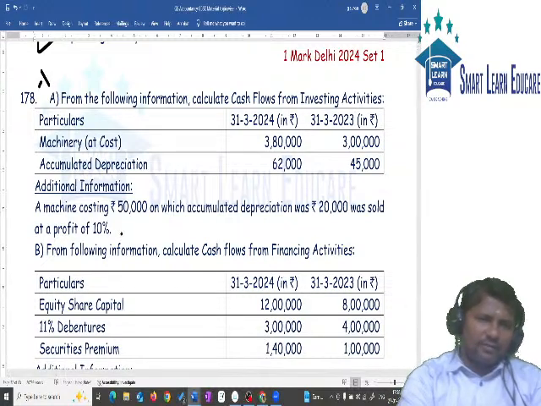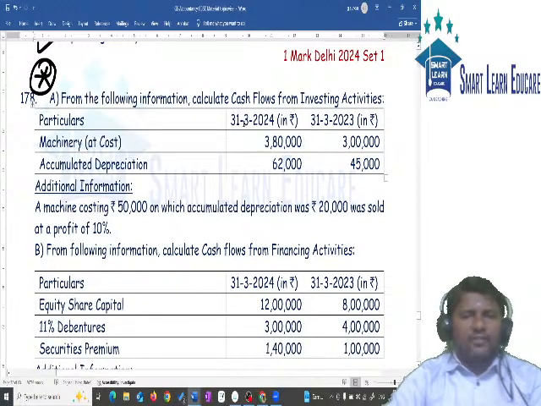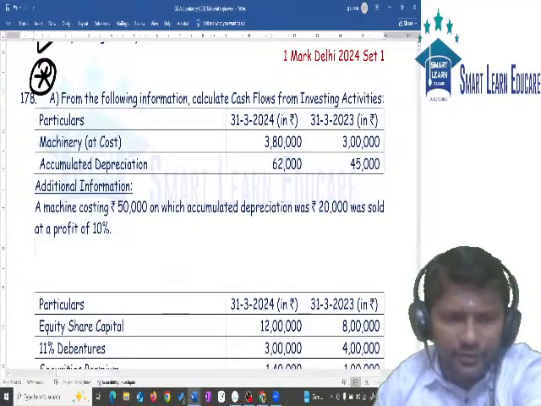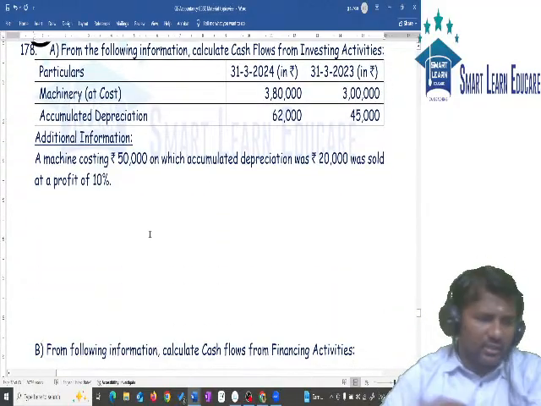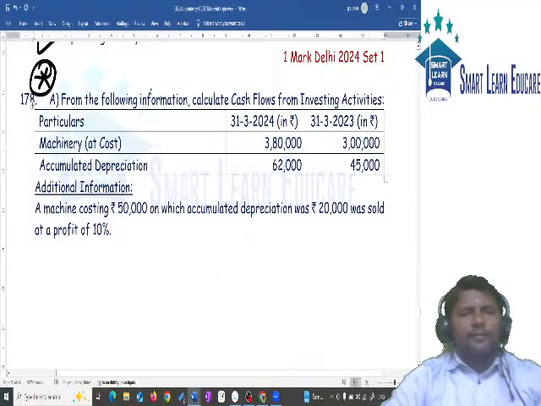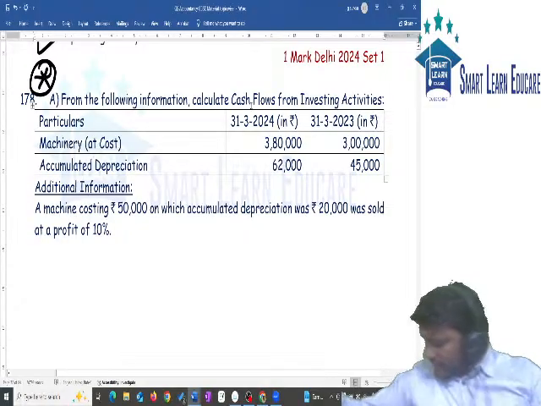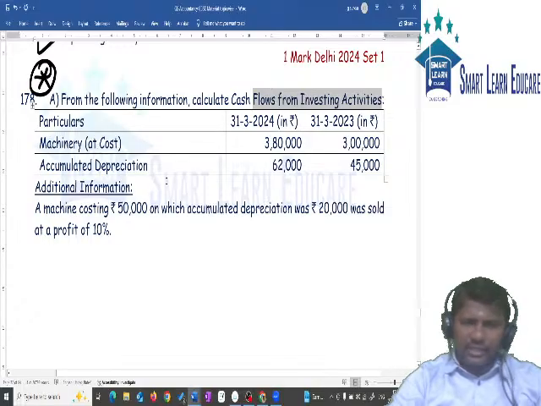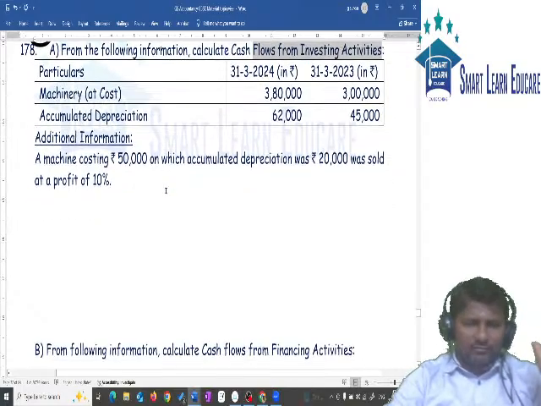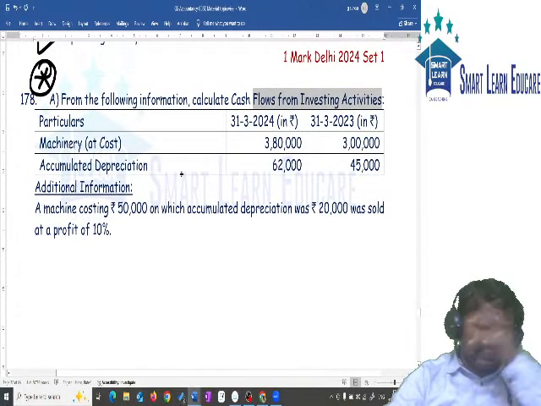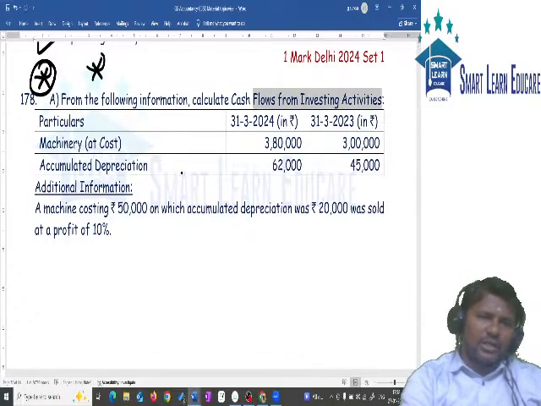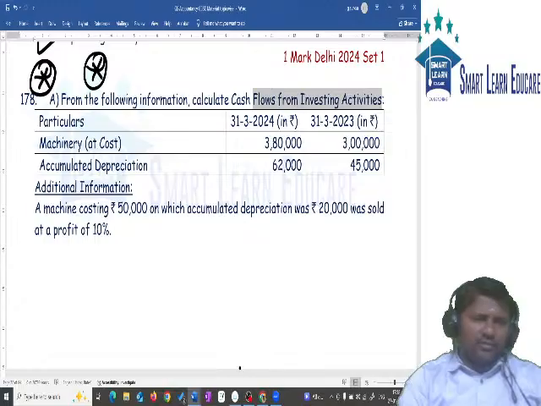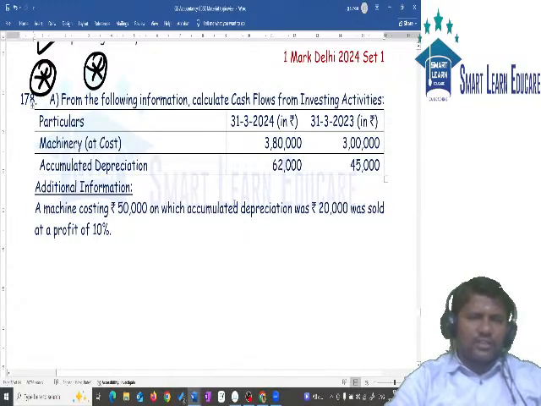Also, question number 178, mark it as important. Cash flow from investing activity. What is the cash flow from investing activity they are asking? Read the question. From the following information, calculate cash flow from investing activity. Very important. Frequently they ask this type of question, either as a 6-mark question or 1 mark, sometimes 2 marks, in different ways. This is one of the very important adjustments. Very frequently it is tested. So first go through this.